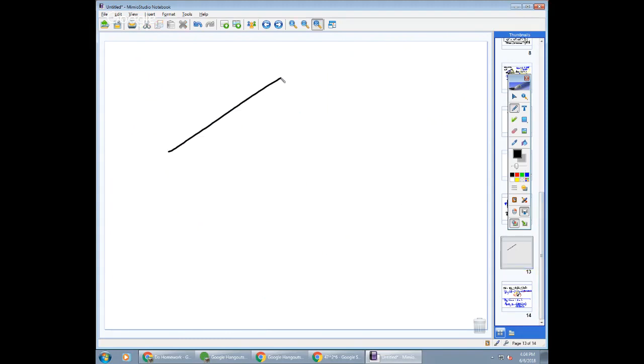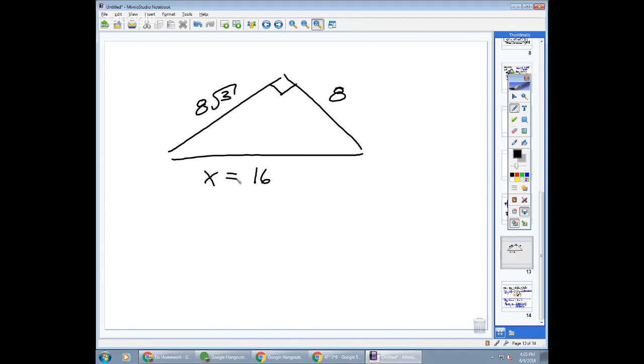So here's the original version of the triangle they gave us. That's supposed to be a right angle right there. Let's make believe it is. This was 8 square root of 3 here. This was an 8 there. We easily found that to be 16. That's what they call x. And then they threw in another side right here, and they called that y right there.